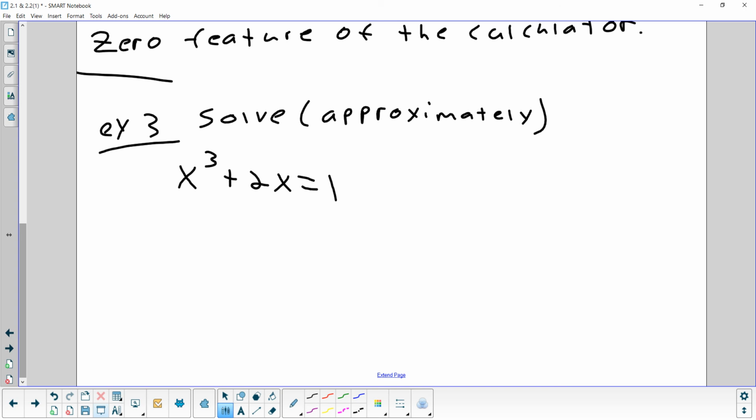Even degree polynomials do not go up and down forever. Think of a parabola. It can either go up or down. It doesn't do both forever. How would you solve this without a graphing calculator?